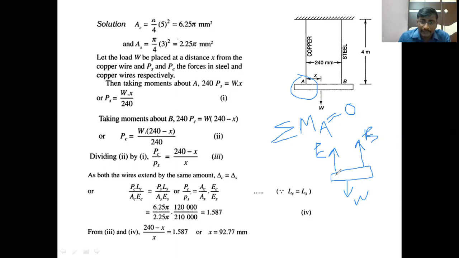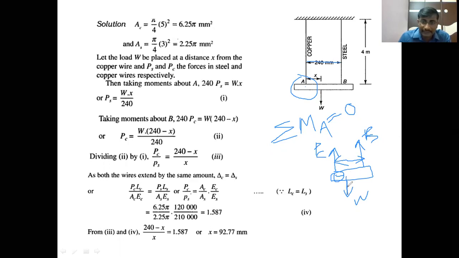If we take the moment at this point, A, W into this distance, load into perpendicular distance, is the moment. So if we take the moment at this point, PS into the total distance between the two wires. 240 mm is the total horizontal distance between the two wires. So PS into 240 is in the anti-clockwise direction. That is equal to W into X.